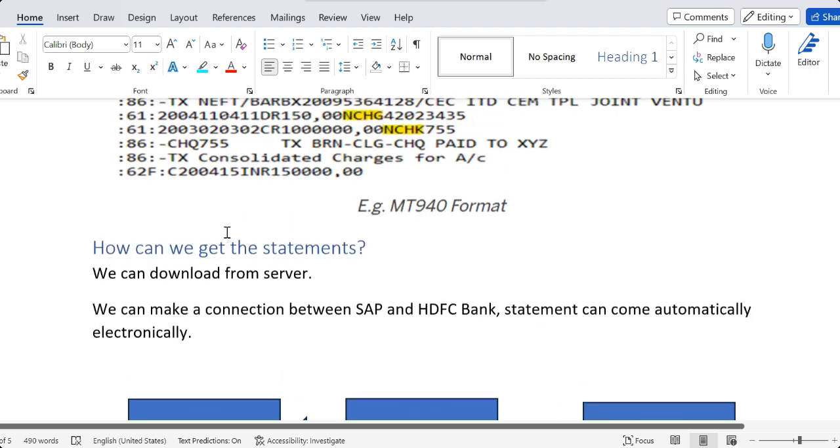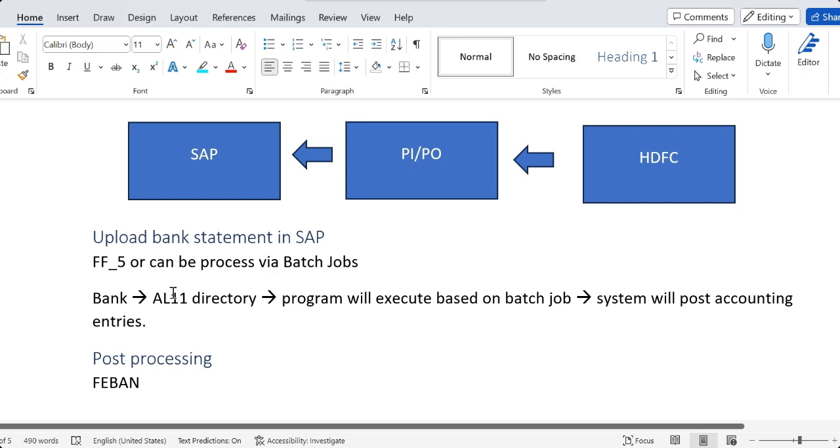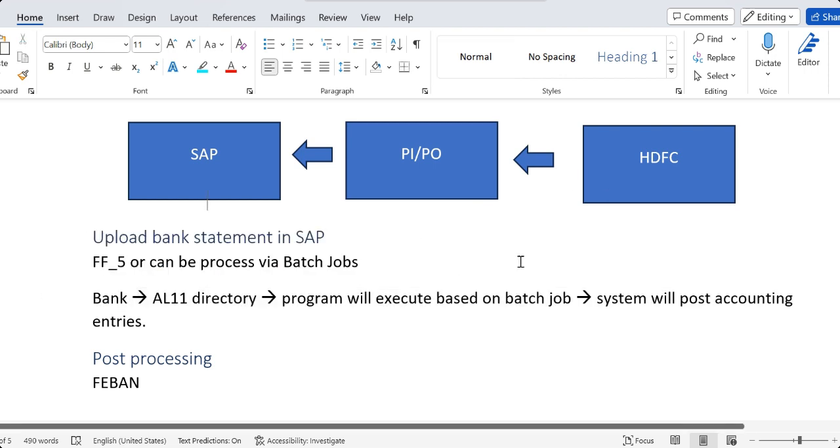And once we have such a file, what will we do? We'll just upload this file, right? And for upload, we have two options. We can just manually upload it, right? By FF_5, which is the T code. We can upload such a file. Once the upload is done, you can see the accounting entries in the SAP.